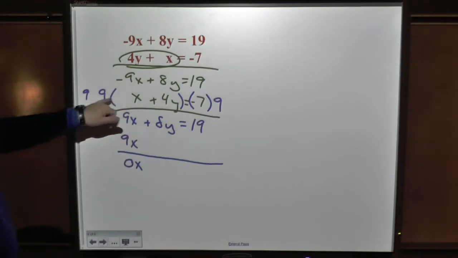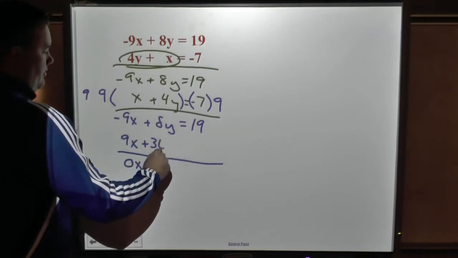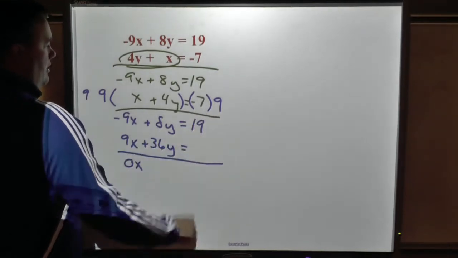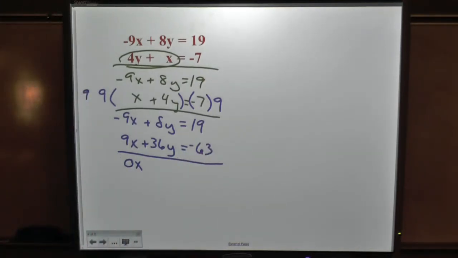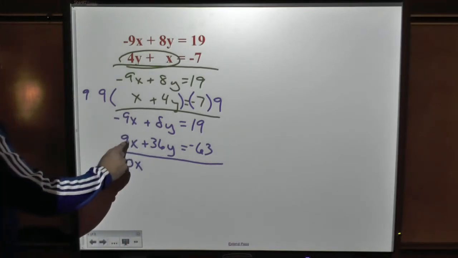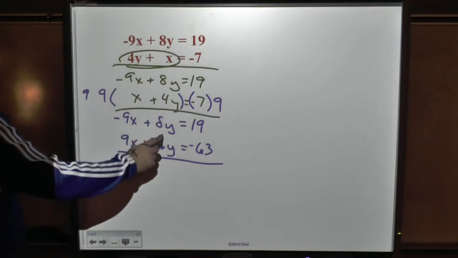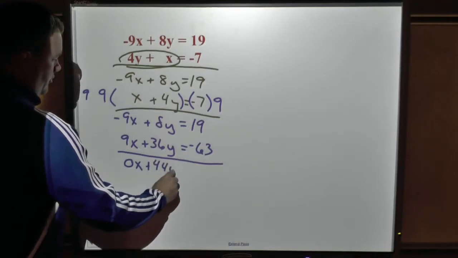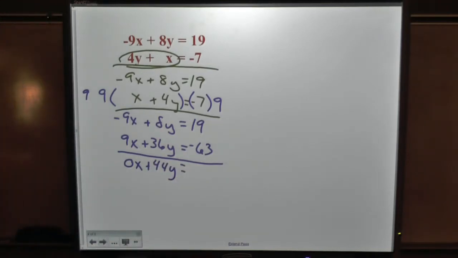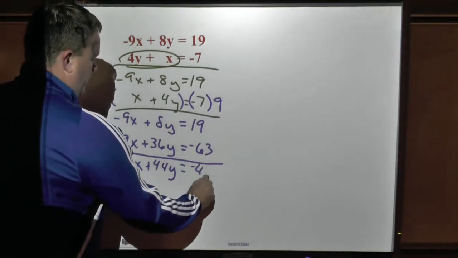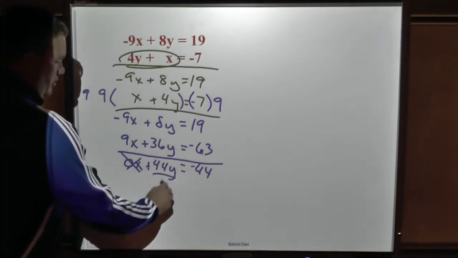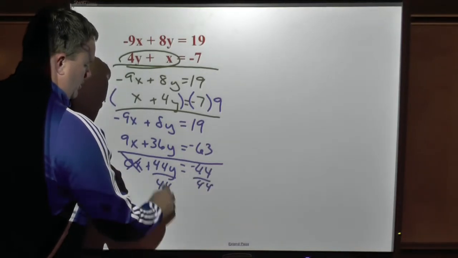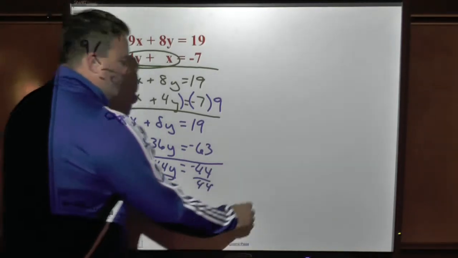9 times x is 9x. 9 times 4y, positive 36y. And then negative 7 times 9 is negative 63. So from there, I add straight down. Negative 9 plus 9 gives me the 0 that I want. 8y plus 36y is 44y. And then 19 minus 63 is negative 44. That's 0, so all I have left is just 44y equals negative 44. Divide both sides by 44. y is equal to negative 1.